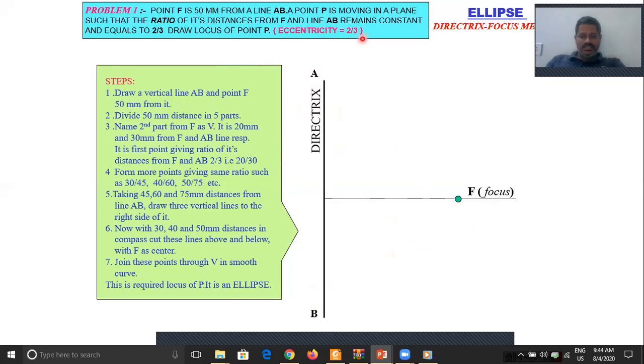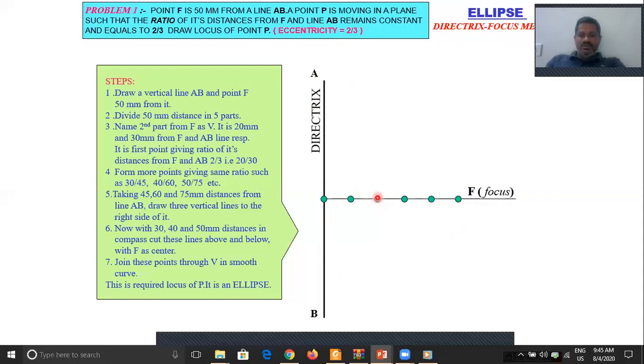After marking point F, here the eccentricity is 2/3. Okay, so divide this into 5 equal parts. The distance from directrix to focus is 50, so divide this 50 into 5 divisions. Here 2 plus 3 is 5. In this case it is exactly 50, so you can mark these points 10 mm, 10 mm, 10 mm. Otherwise, if it is a different value, you have to follow a different procedure to divide a line into equal segments.